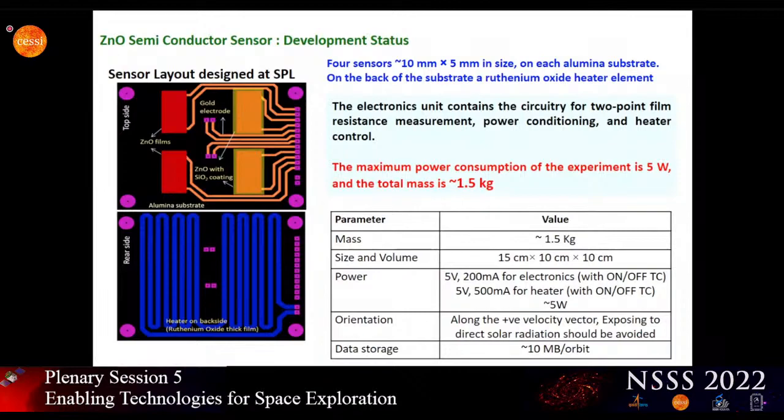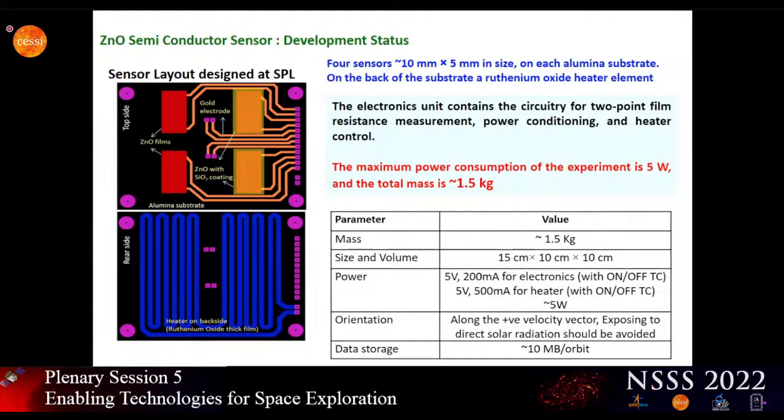silicon dioxide coating. The idea here is the red one is exposed to the environment. So there will be atomic oxygen reacting with it, whereas the yellow one will not be affected by that. Except for that, these two sensors are the same, so you'll be able to isolate the effect of the atomic oxygen. There are 4 sensors, each of say 1 millimeter by 0.5 millimeter size, each in alumina substrate. And on the back of the substrate, they provide a ruthenium oxide heater element.